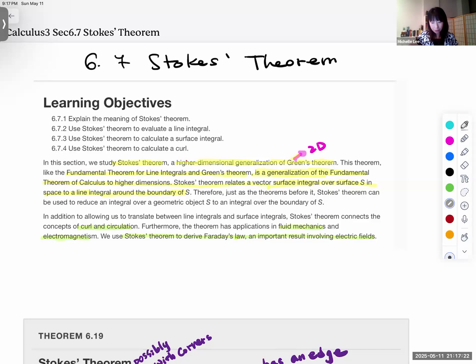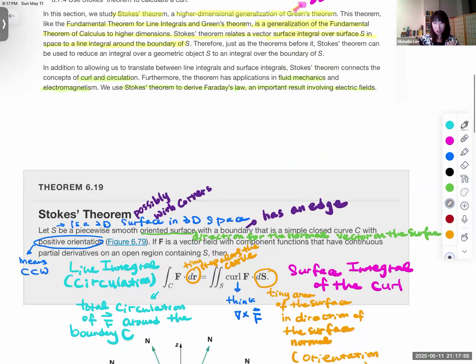So there are line integrals, surface integrals, and curves. And moreover, with Stokes theorem, we can use circulation and more physics, fluid mechanics, and electromagnetism. We can also use Stokes theorem to derive Faraday's law involving electric fields. Okay, so here is Stokes theorem.